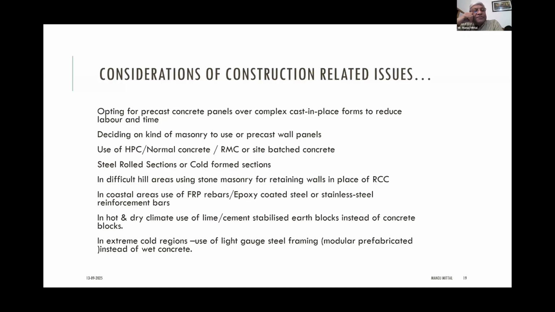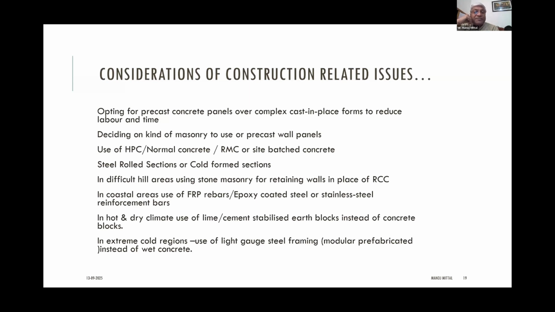And then we have to decide whether to use high performance concrete, normal concrete, RMC, or site batch concrete. Whether site batch concrete is possible, whether an RMC plant is available in the nearby area or not. All those things we also need to consider. Whether we should have a batching plant at site, or procure the concrete through RMC, and whether we should use steel rolled sections or cold formed sections. Further, in difficult hill areas, using stone masonry for a retaining wall may be a possibility instead of RCC. In coastal areas, use of FRP rebars, epoxy coated steel or stainless steel may be an option.